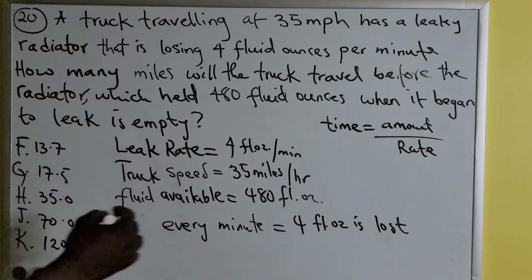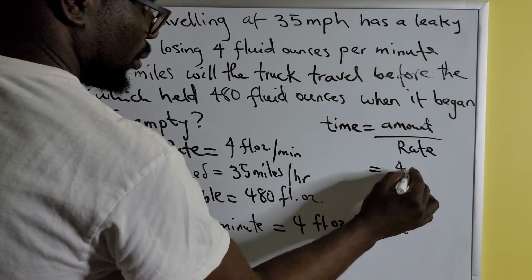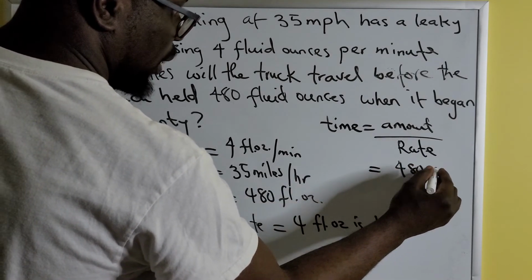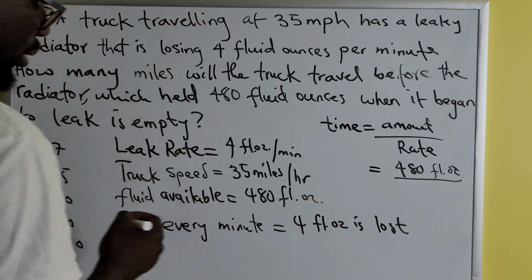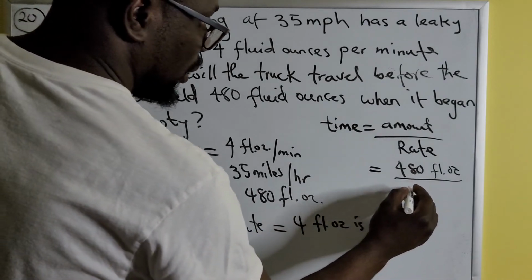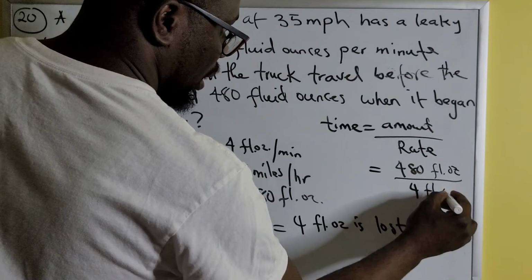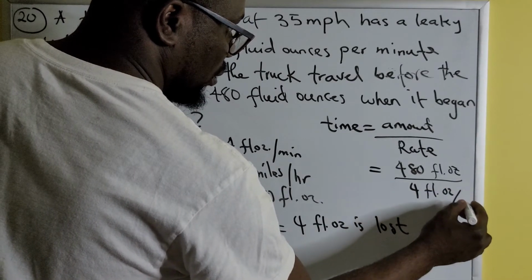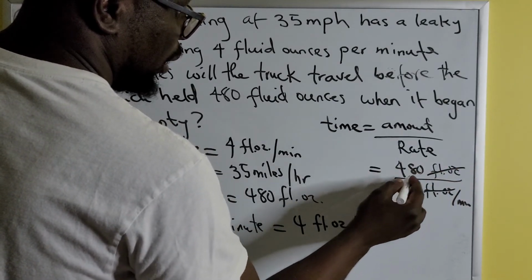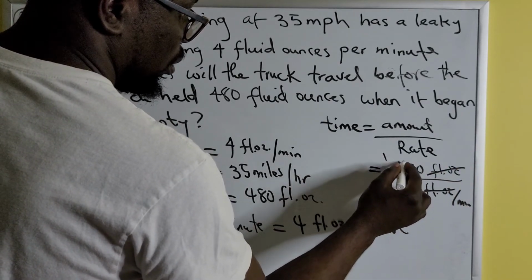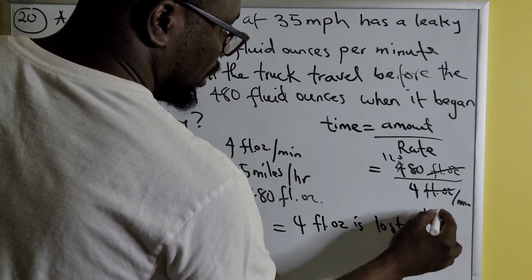So the amount that you have is 480, right? So the amount is 480 fluid ounce. Don't forget to put that in there. Divided by, what is the rate? 4 fluid ounce per minute. So 4 in 480, that will give you 4 in 4 is 1. 4 in 8 is 2, and you have 120. So you have 120 minutes.